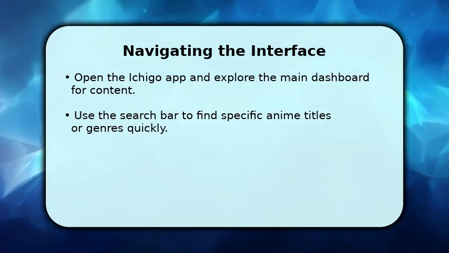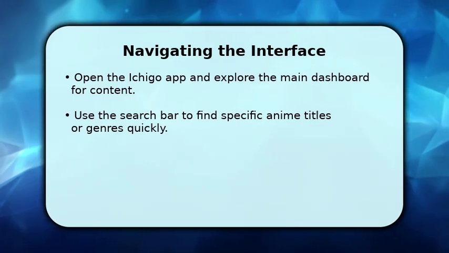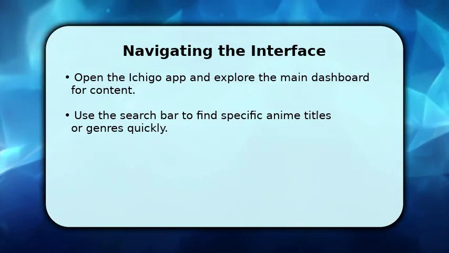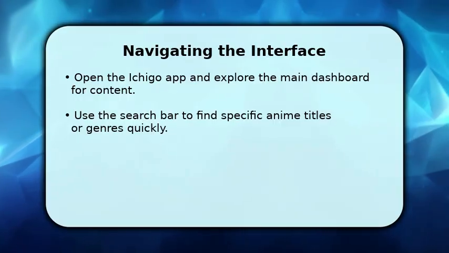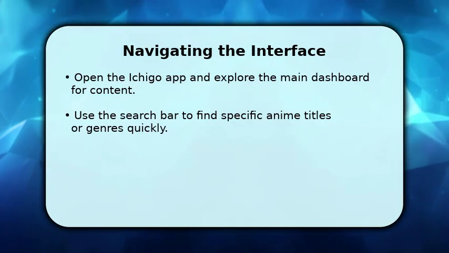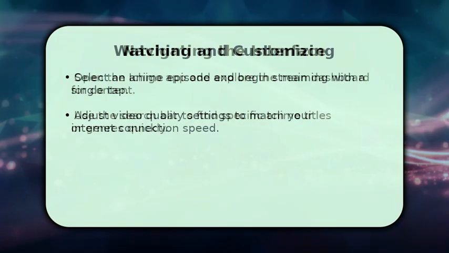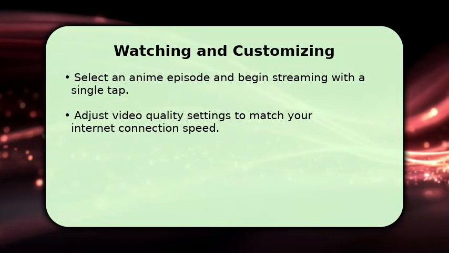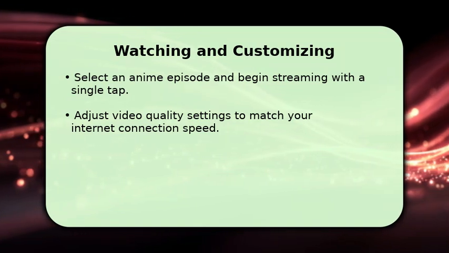The search bar is your best friend for finding specific anime. Just type in the title or a keyword, and results will appear instantly. You can also filter by genre or studio for a more refined search experience. After finding your desired anime, simply tap on an episode to start streaming.